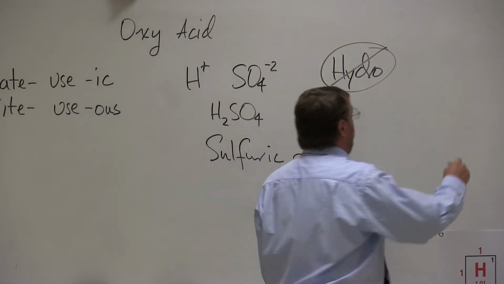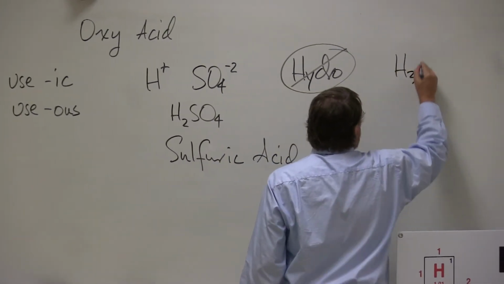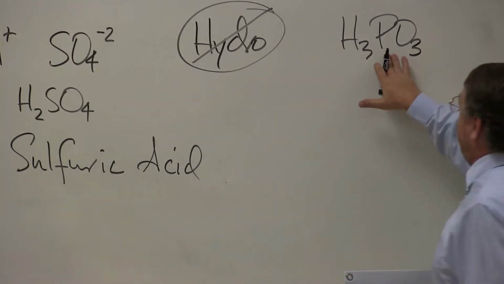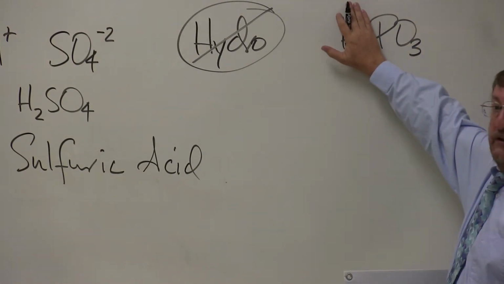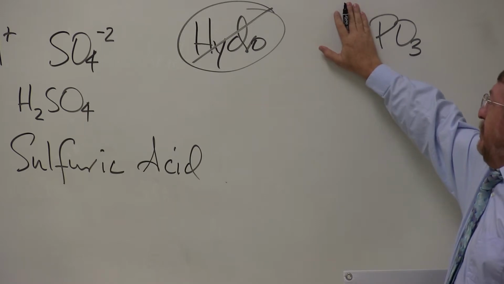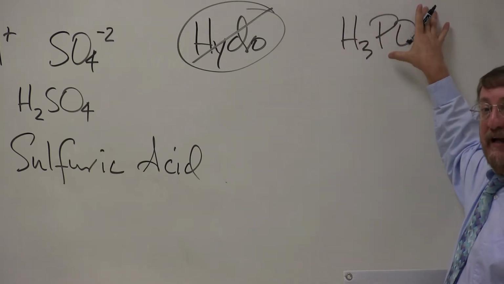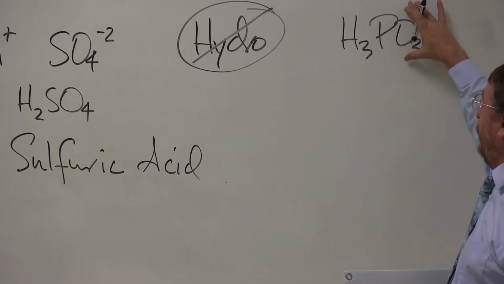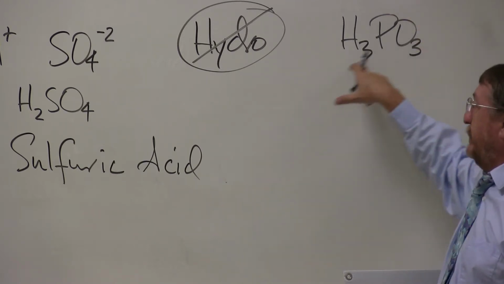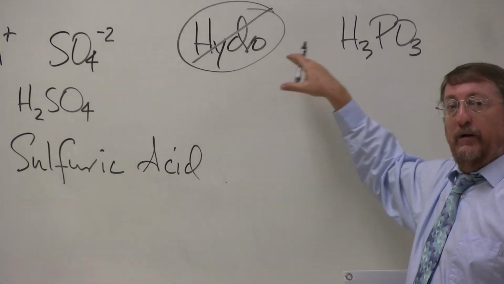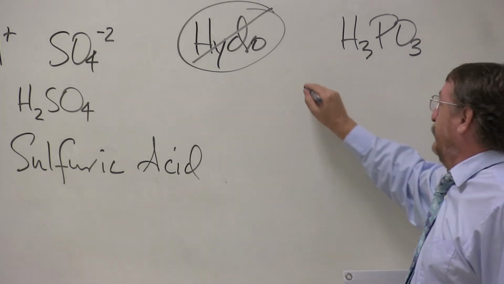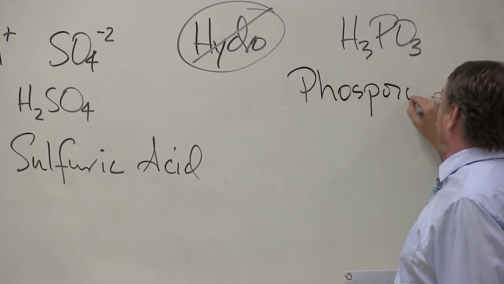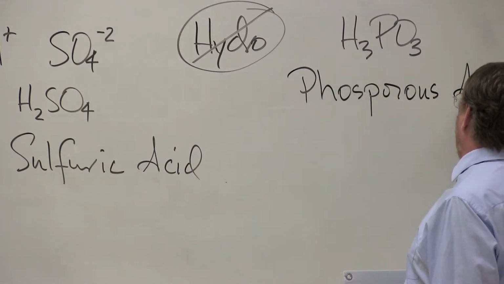Okay. If I had H3PO3, PO3, there's our polyatomic ion. So if I mark out my hydrogens, I'll see my polyatomic ion. Phosphate is PO4, so this is phosphite. So phosphite is PO3. It contains oxygen, so I'm not going to use hydro. -ite becomes -ous. So this is phosphorous acid.